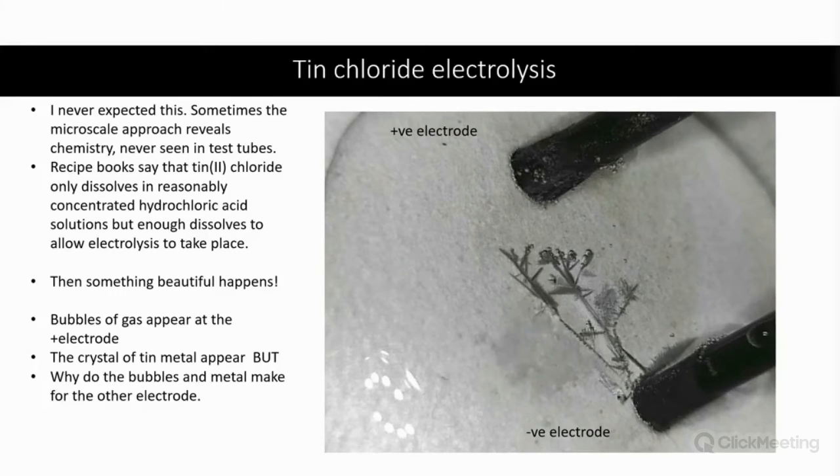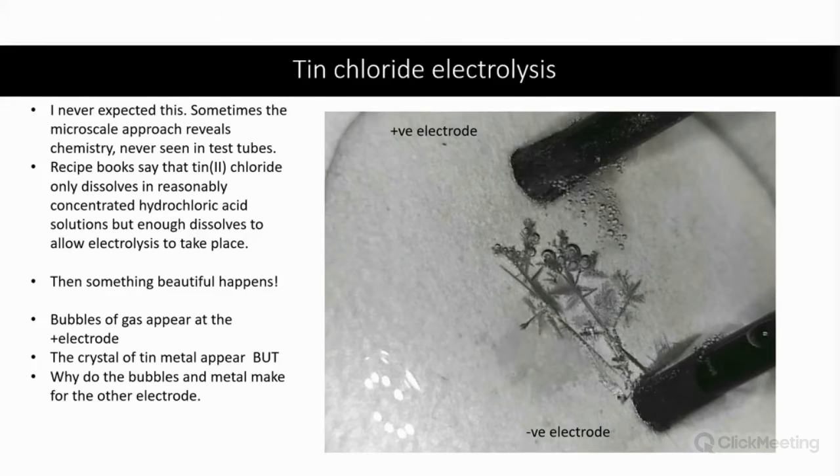Towards the end, as the tin begins to get less and less concentrated, you see bubbles coming from the tin, and these are competing reactions that occur in electrolysis. So electrolysis is quite a complicated business, really.